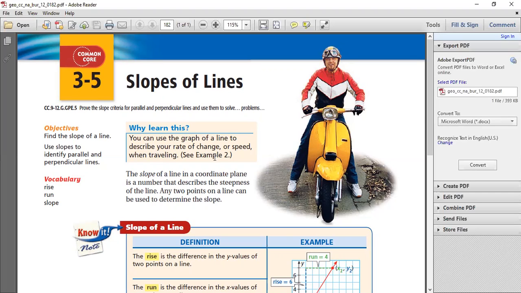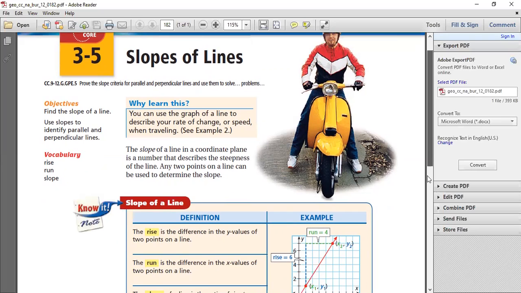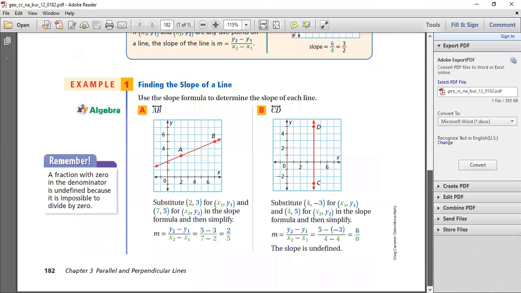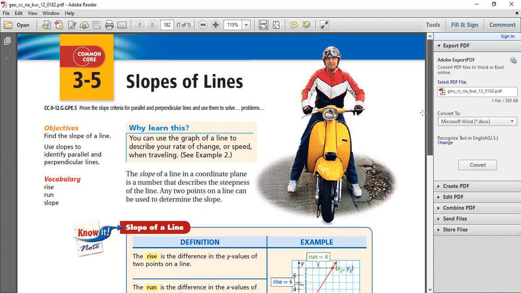Okay, so this is chapter 3, lesson 5 in the geometry book, page 182. Okay, so slopes of lines.